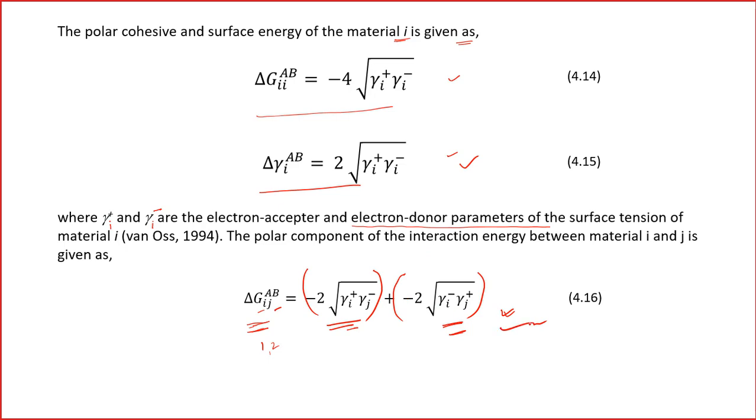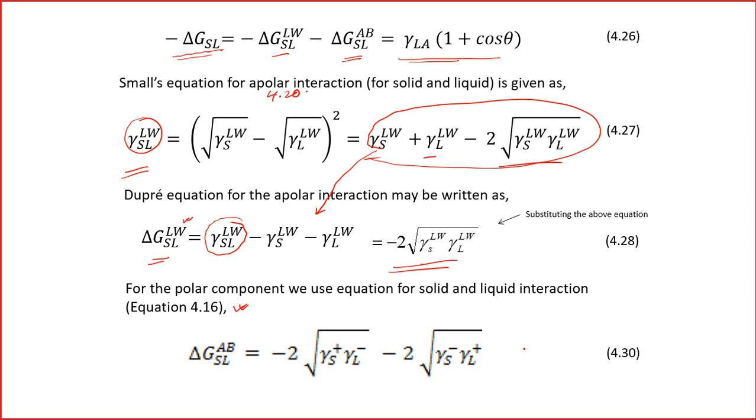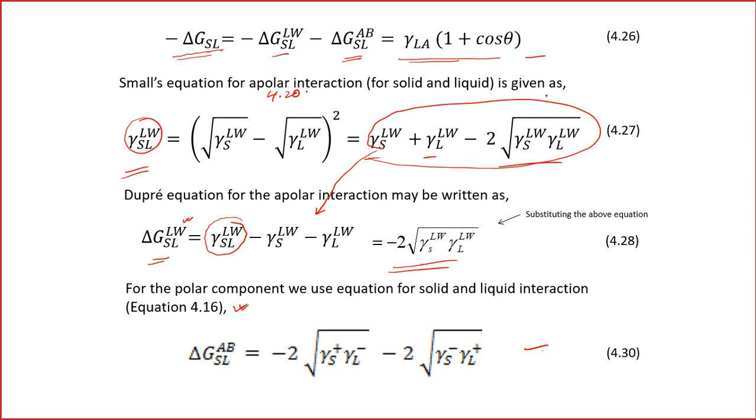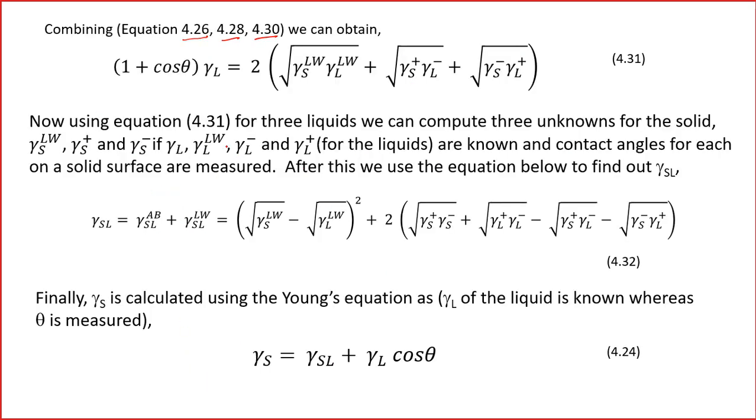This equation is given here. Now what we are doing is combining equations 4.26, 4.28 and 4.30, and we are writing this one as equal to this one, and here we are replacing these two components for the apolar part and for the polar part. So you will finally obtain this equation, 1 plus cos theta times gamma L. Gamma L is the surface tension, air is always there, and 2 times these, the apolar parts, and these parameters. Okay, so if you see, all the parameters related to the solid are not known. So this one and this one are not known.